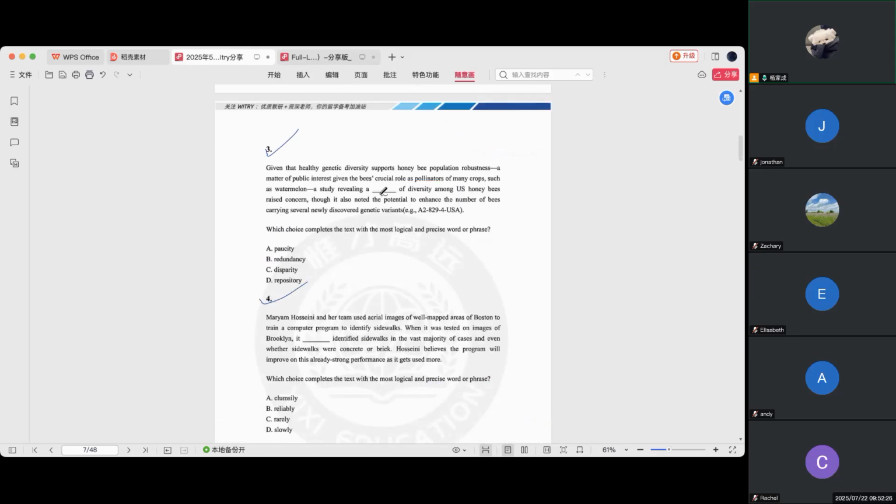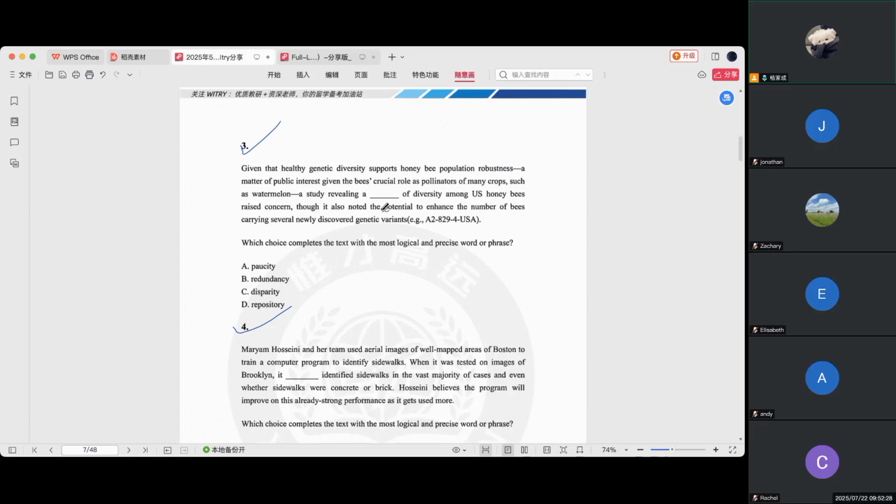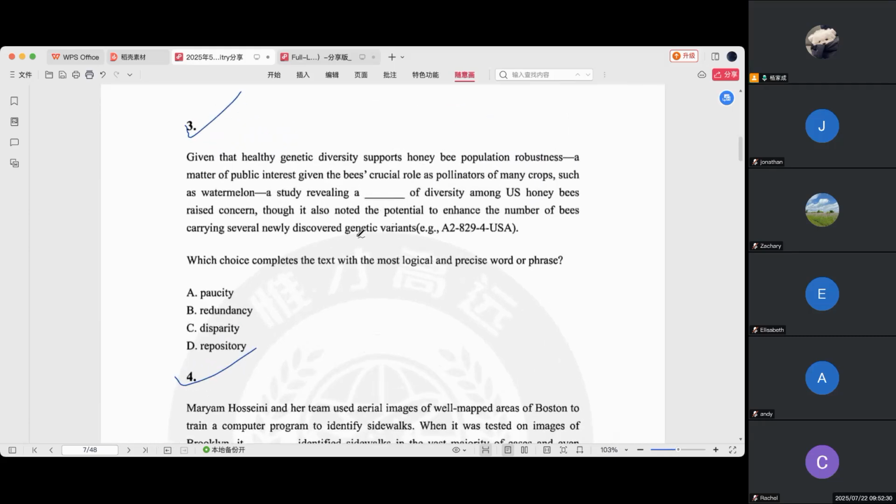Okay, and I think all of you guys got number 3 wrong. Here, I'm gonna give you guys another 20 seconds. Tell me what the evidence is for this question. What's the evidence for number 3?